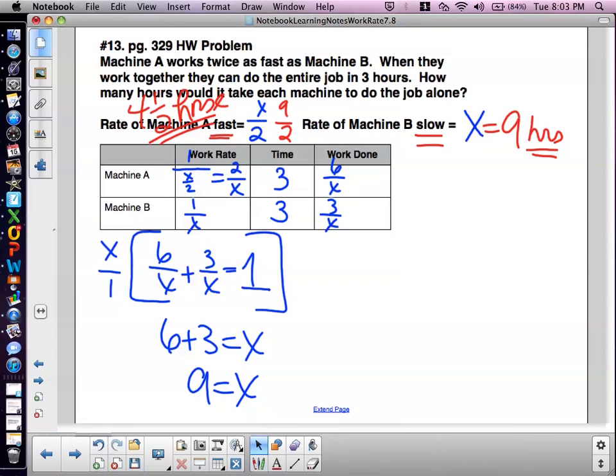You can also work this problem letting machine A, the fast machine, be the x, and then the rate for machine B would be 2x, and you end up with the same answer. The x result would be 4.5, which you would then double to get the other answer.